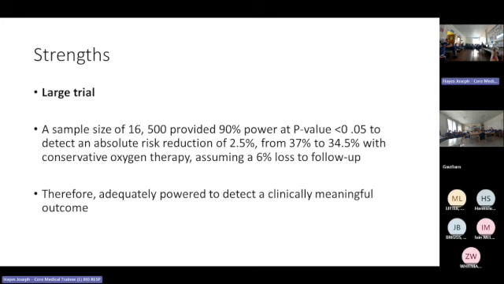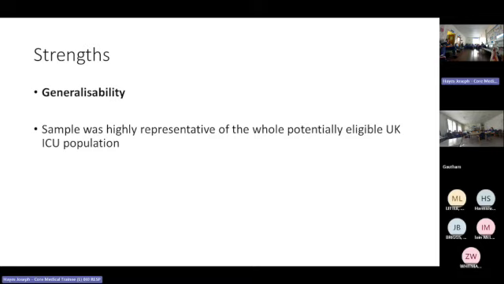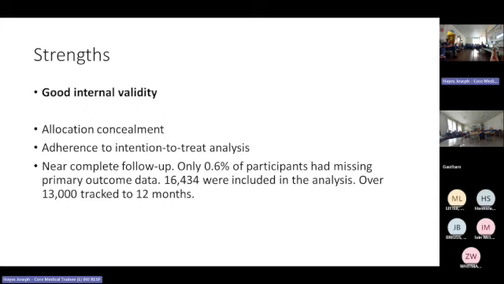Another strength was the size of the trial. If you consider that the meta-analysis previously had just over 10,000 patients, this trial had 16,500 patients, which provided 90% power to detect an absolute risk reduction of 2.5%, assuming a 6% loss to follow-up. So the trial was adequately powered to detect a clinically meaningful outcome. There's good generalizability, as the sample of participants was highly representative of the whole potentially eligible UK ICU population. And there was good internal validity.